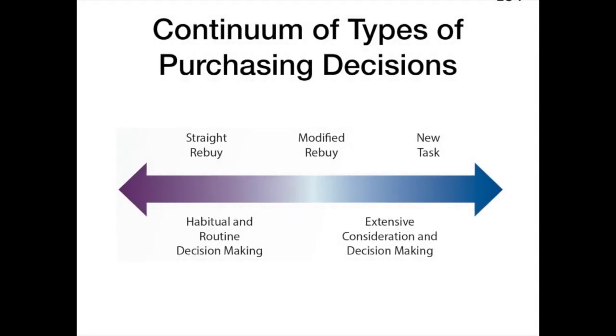And we can also look at these this way. A straight rebuy is more habitual and routine, whereas a new task buy is extensive consideration and decision making. And the modified rebuy is usually somewhere in between on that continuum.